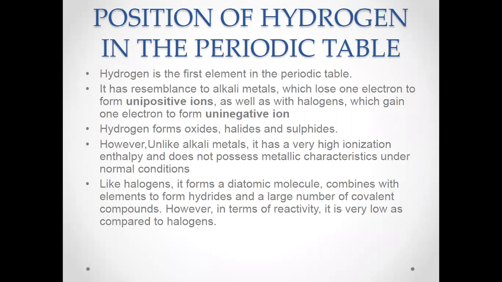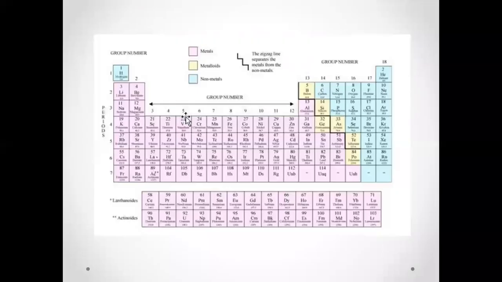So it can combine with other elements and form hydrides and some other stable compounds, which have covalent character. That is why, in terms of reactivity, it is very low as compared to halogens, because halogens are highly electronegative. So on the basis of reactivity, it is quite lower than halogens.